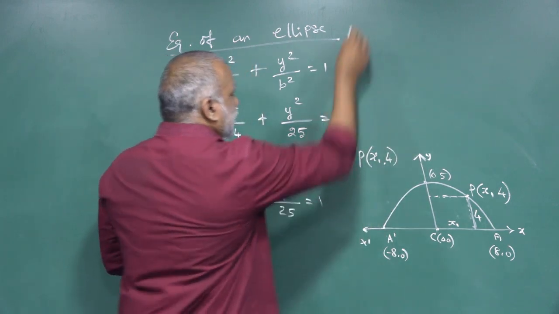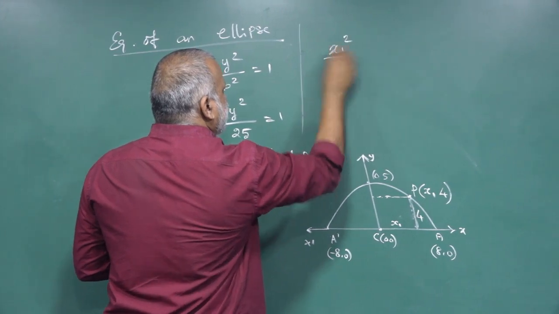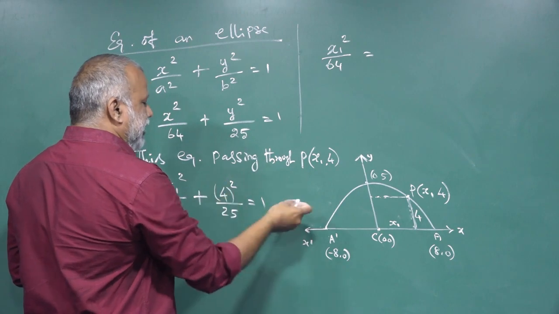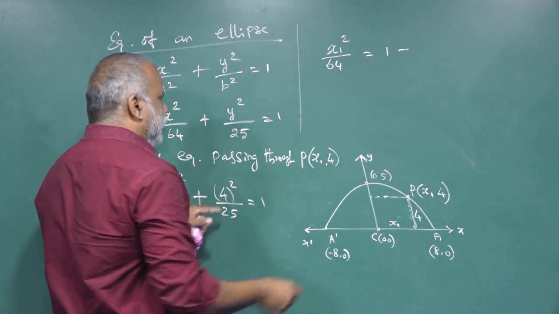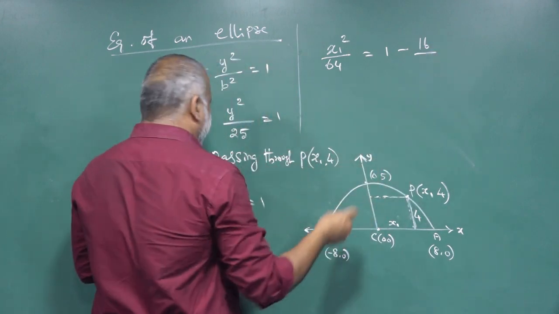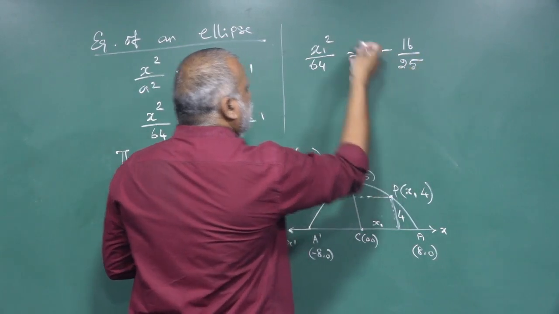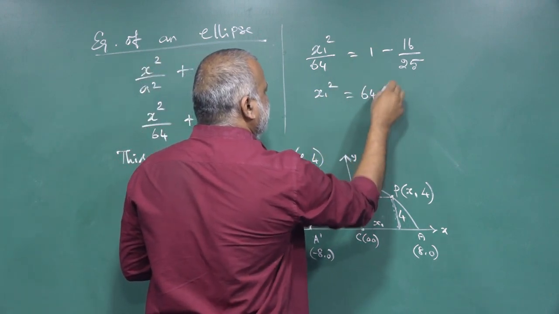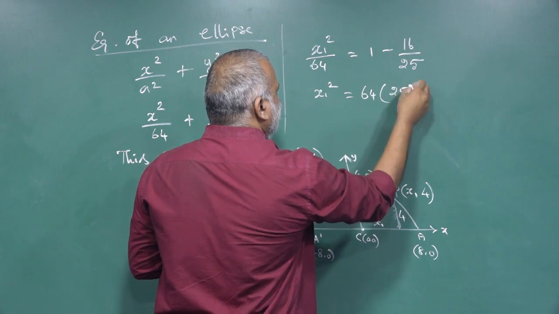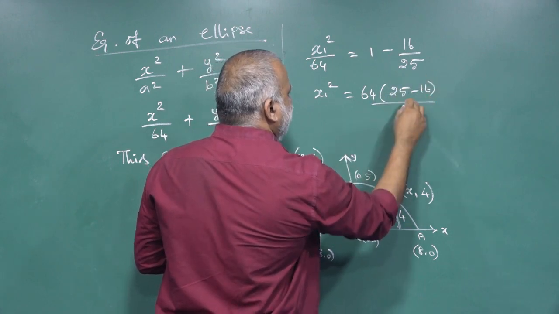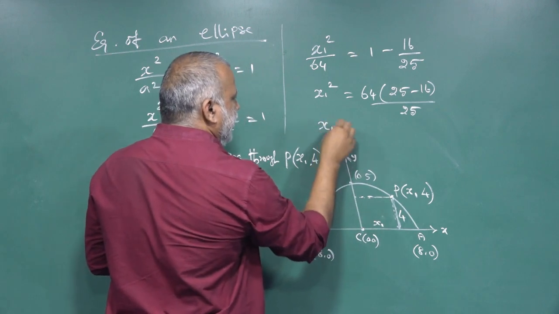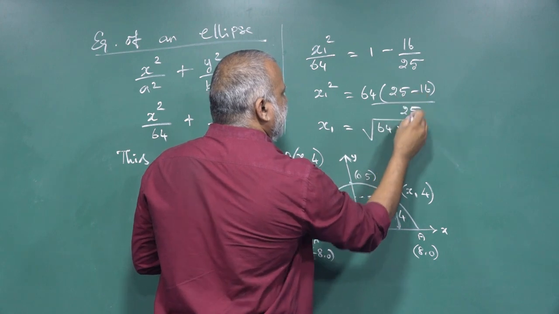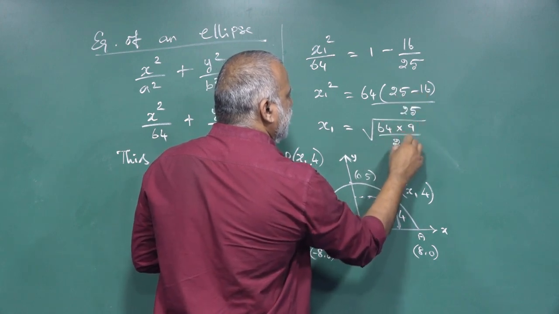Now listen. x1 squared divided by 64 equal to, take this value to the other side. Already we have 1 minus 4 squared is 16 divided by 25. Now take the LCM and simplify. x1 squared equal to, cross multiplying the 64 here, (25 minus 16) divided by 25. Now we want to find x1, that means the square root of 64 times 9 divided by 25.